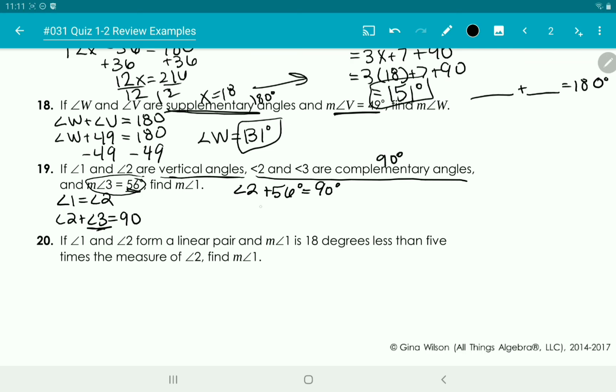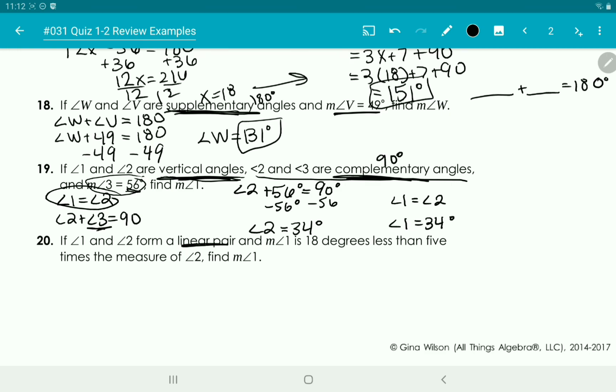Then if we subtract 56 degrees, we get that angle 2 is equal to 34 degrees. And then we know that angle 1 is equal to angle 2, so angle 1 is also going to be equal to 34 degrees. So just go through: if they're vertical, they're equal. If they're complementary, they add to 90. If they're supplementary, they add to 180.